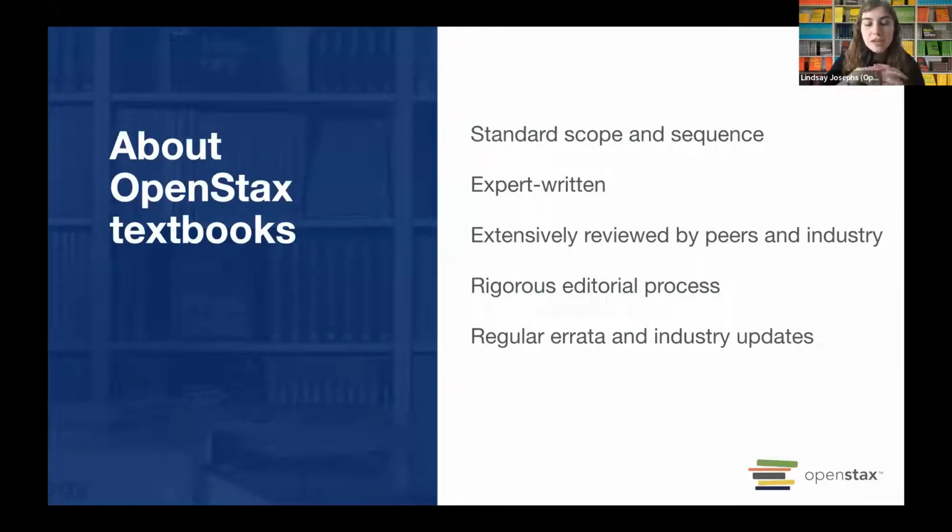Here at OpenStax, we have a library of over 45 textbooks in business, math, the natural sciences, social sciences, humanities, and college success. Each of our textbooks aligns with the standard scope and sequence requirements of their respective courses and are written and reviewed by industry experts. In addition, each of our textbooks goes through a rigorous review and editorial process, and we regularly make errata and industry updates to ensure that our textbooks are up to date, representative of diverse student voices, and accurate.